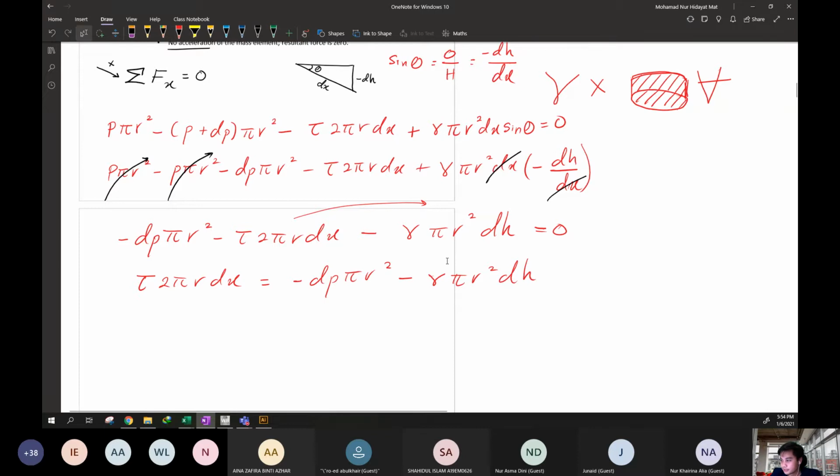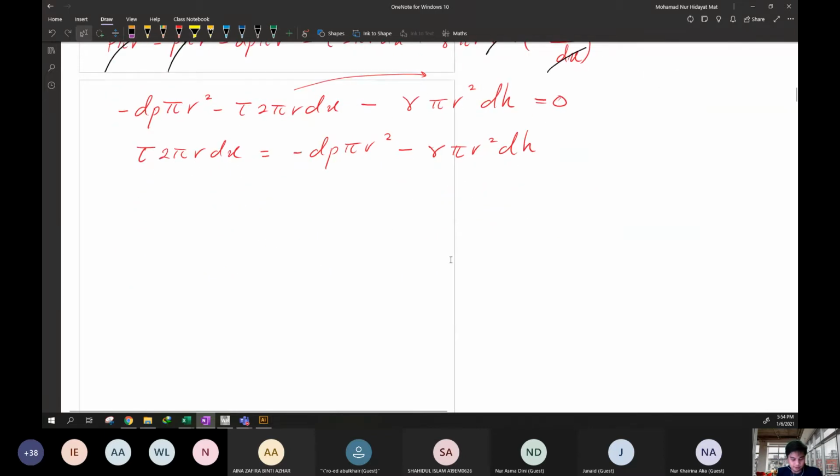Alright, so this. Okay, let me check first. Okay, this is correct. This is correct. Okay. So now we can simplify the equation. We can simplify the pi, and pi. We have to simplify the r, and this r.